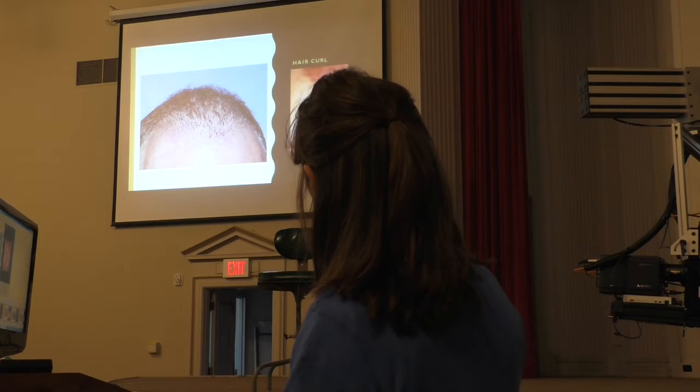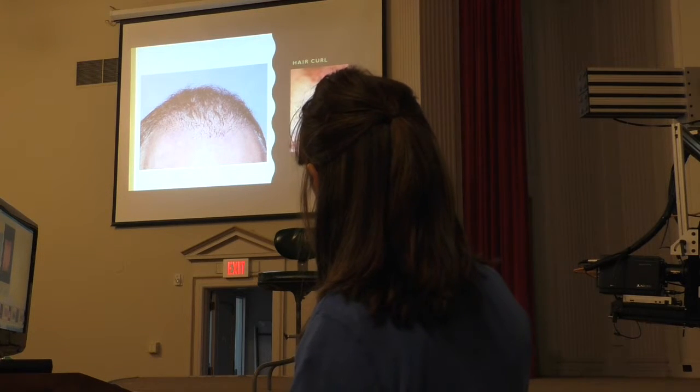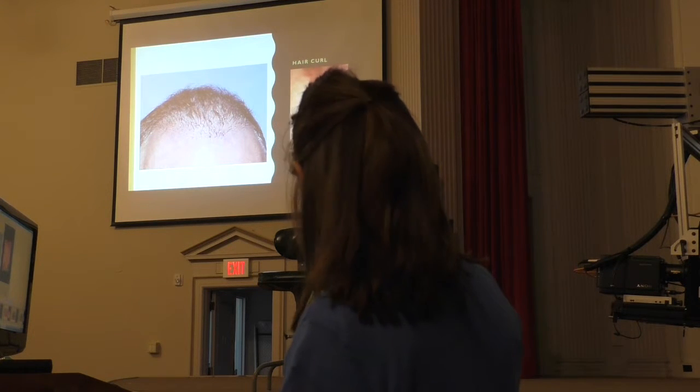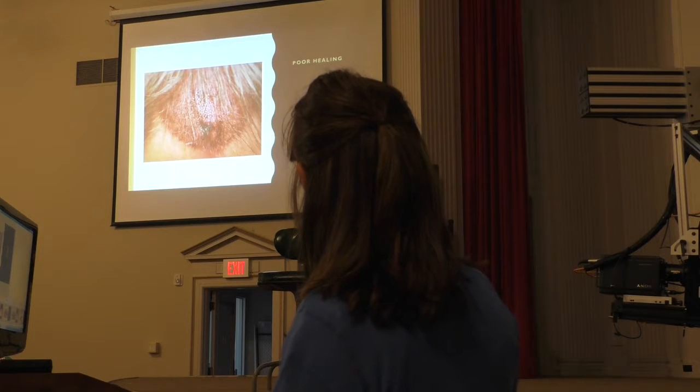Hair curl is important, at least if the curl is pronounced. If you see it, all the curl is facing downwards toward the scalp.